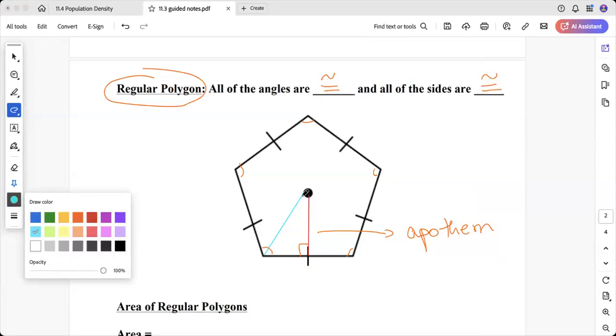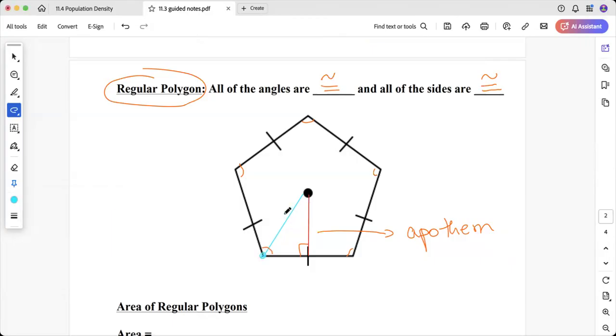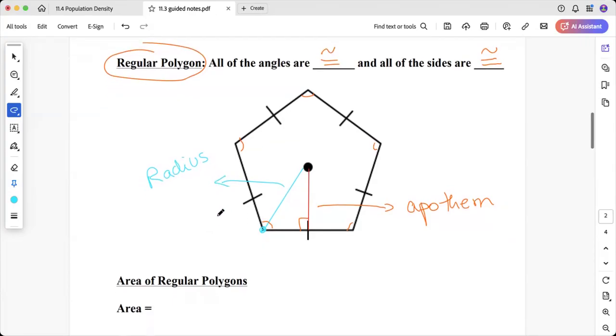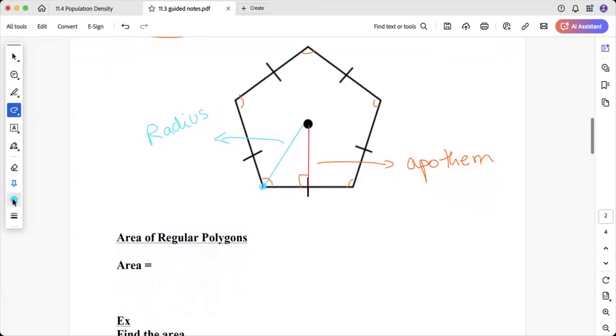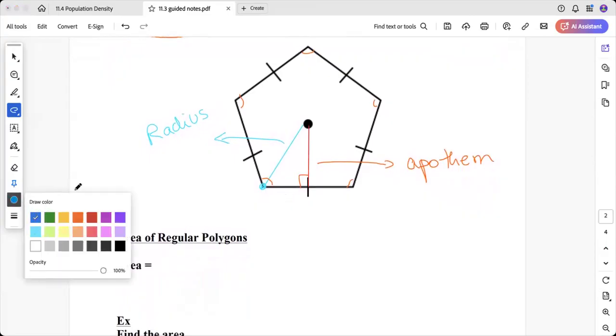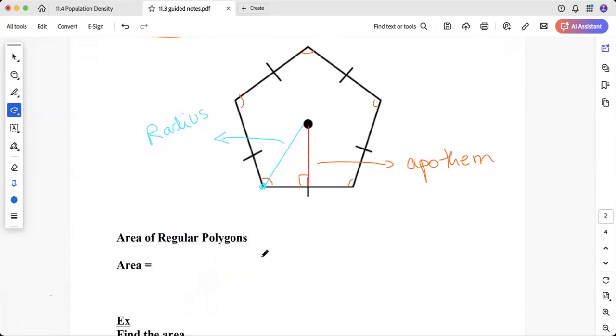If I draw a line from the center to one of the corners, one of the vertices, that is called the radius of the polygon. This is going to be important because we're going to be using this information to help us find the area. So let's take a look here.